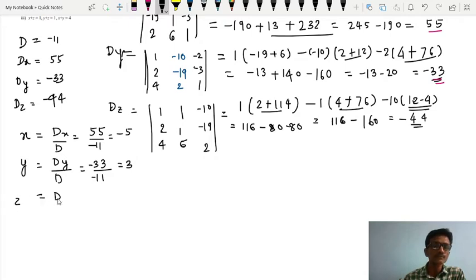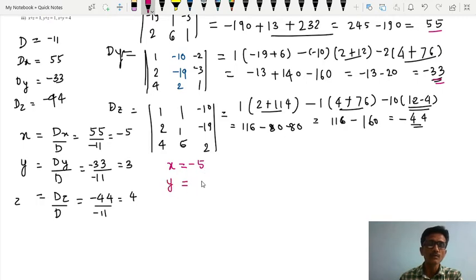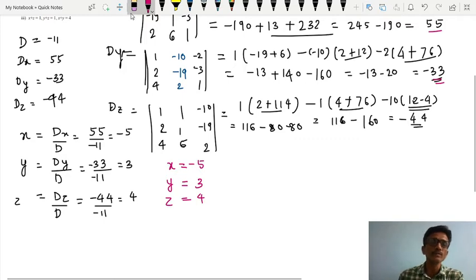And z is equal to what? Dz upon d. What is your dz? So dz is minus 44 upon minus 11, which is 4. So we are getting x is equal to minus 5, y is equal to 3, and z is equal to 4. So let us check whether these values will satisfy the equation or not.